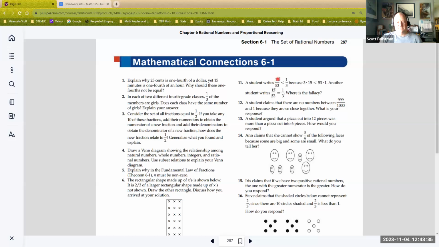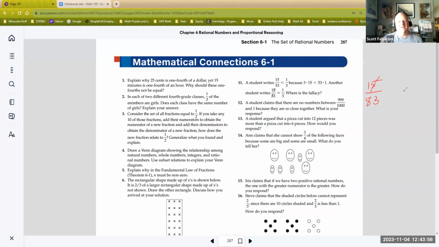A student writes that 15/53 is less than 1/3 because of this, and another student crossed out the 5s and said they are equal. Aha, what is the issue? Love that canceling, right?